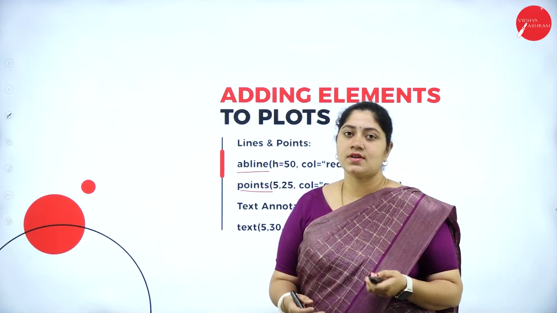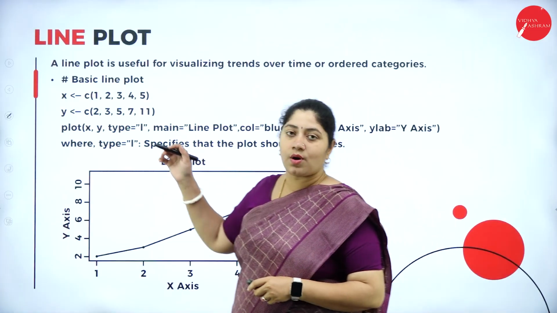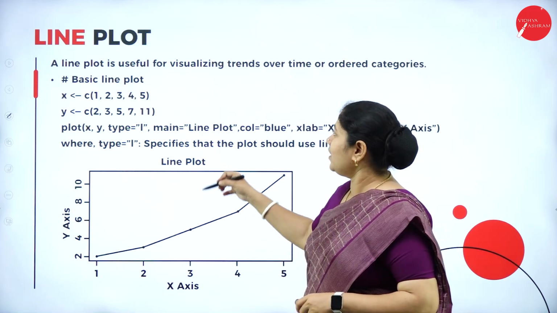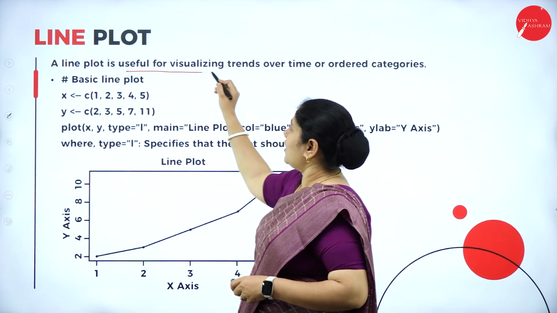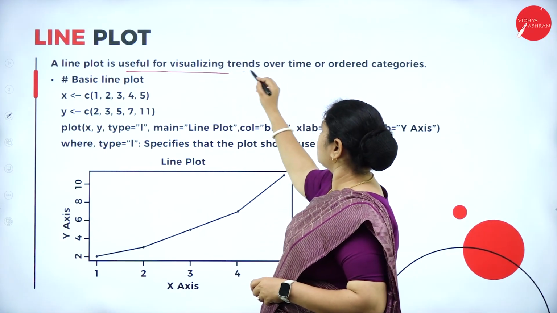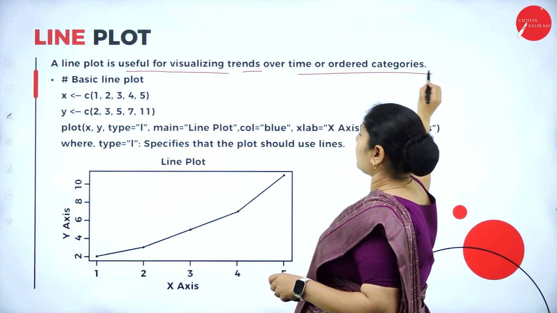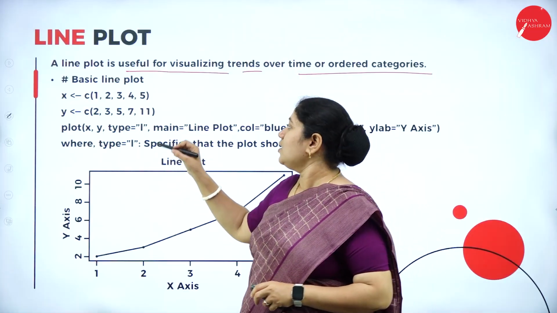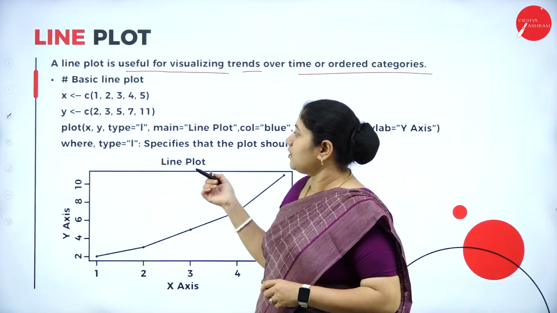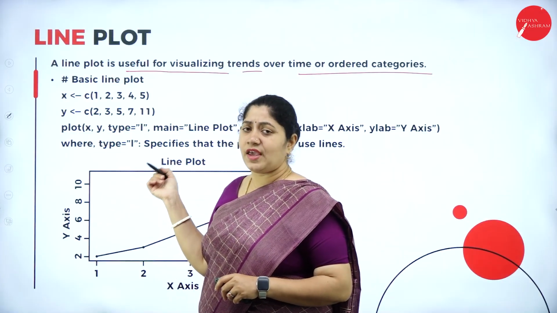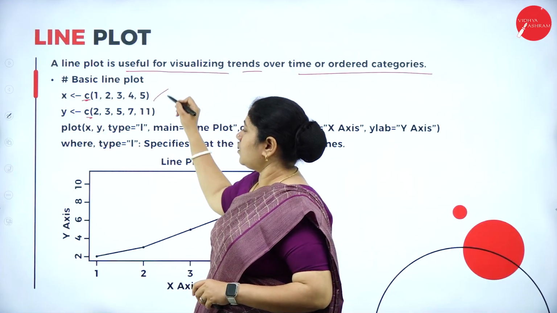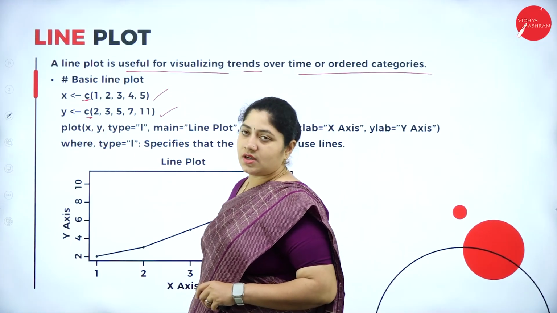Next, let's see the line plot. Absolutely, this is a line plot. A line plot is useful for visualizing trends over time or ordered categories. Now let's see how the basic line plot goes. Even for this, we define some x and y values in the form of a vector.